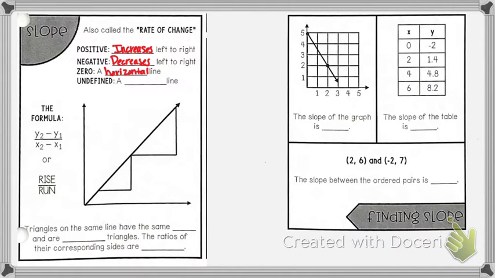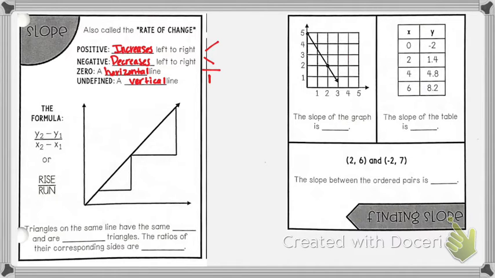And then undefined is going to be a vertical line. Okay, so if it's positive, it goes like this. If it's negative, it goes like that. If it's horizontal, if it's 0, it'll be straight, and then if it's undefined, it'll be straight up and down.